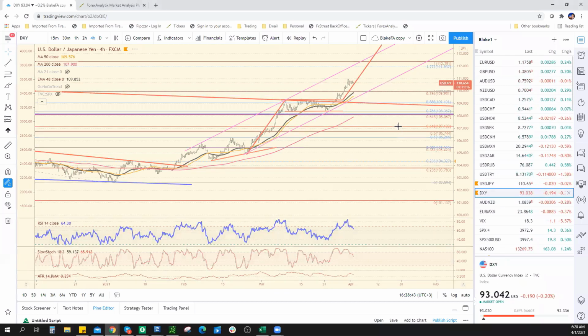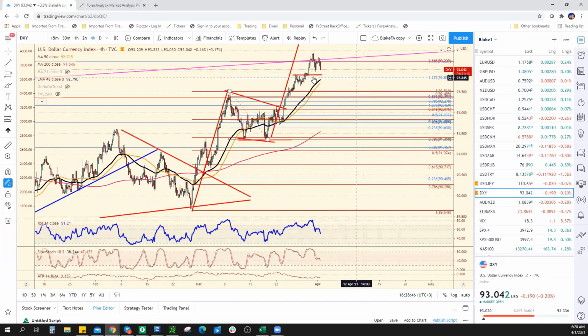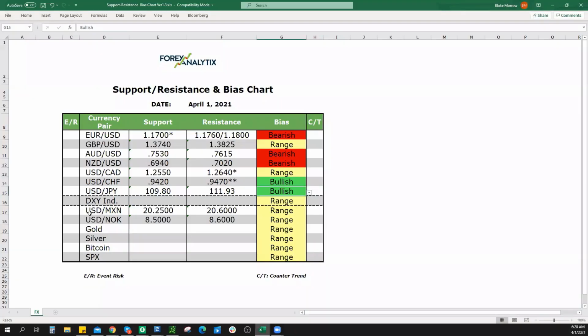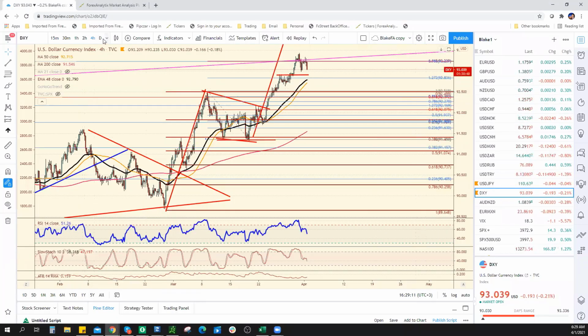Dollar index. Same analysis as yesterday, 92.90. Resistance is 93.40 or 93.50, but 93.40 will work. 93.40, 92.80. It's still bullish.